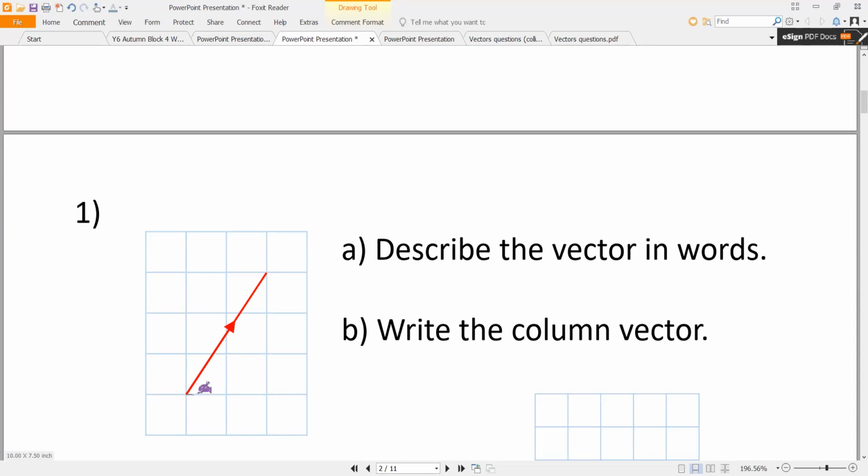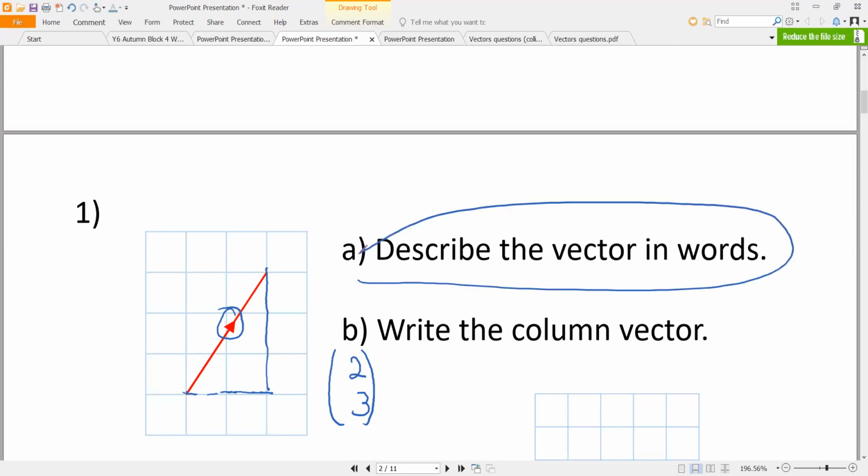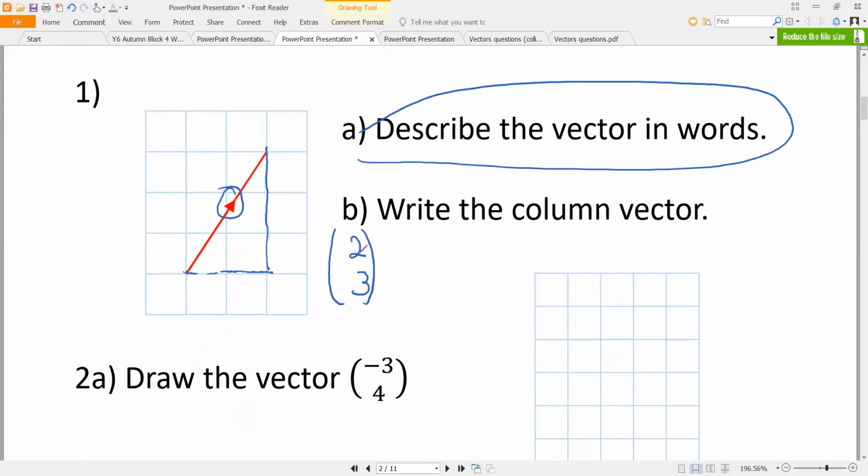This vector is moving how many to the right, because this is the beginning point. Your arrow tells you the direction. So this is the starting point, and this is going to be your terminal point. So you move 1, 2, 2, and how many up? 1, 2, 3, 3 up. This is the column vector. So you move 2 steps right and 3 steps up. That is your description. And then as a column vector, that will be 2, 3.